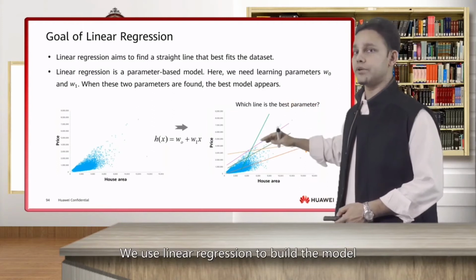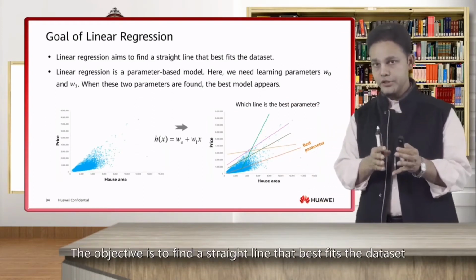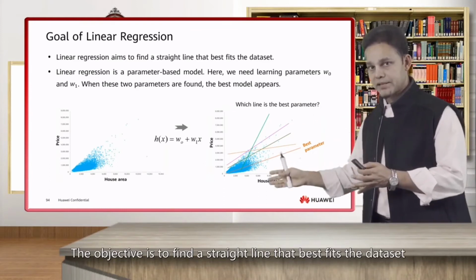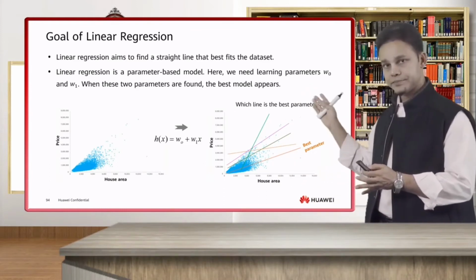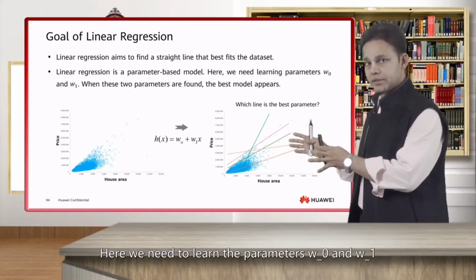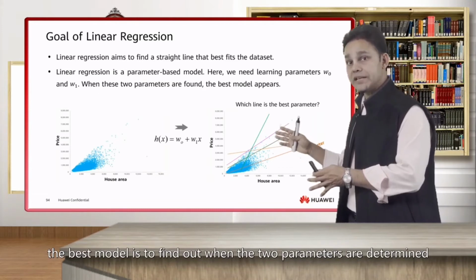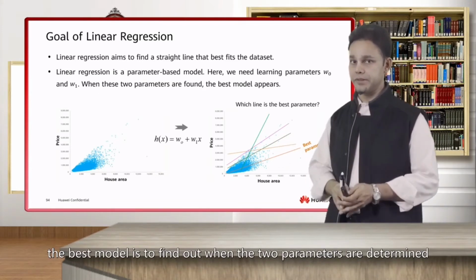We use linear regression to build the model. The objective is to find a straight line that best fits the dataset. Here, we need to learn the parameters W0, W1. The best model is found when the two parameters are determined.